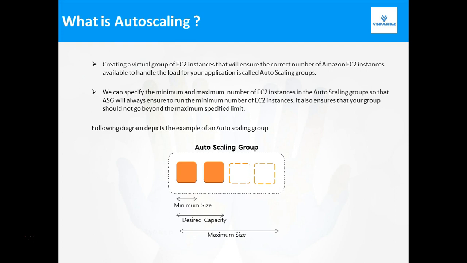Whenever the load increases, based on the policy, it will scale up the instances. It also ensures that the group should not go beyond the maximum specified EC2 limit. Shown below is an example of autoscaling group.